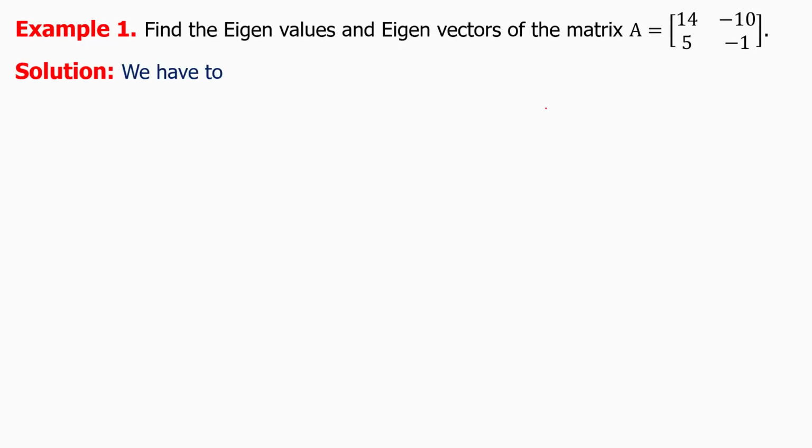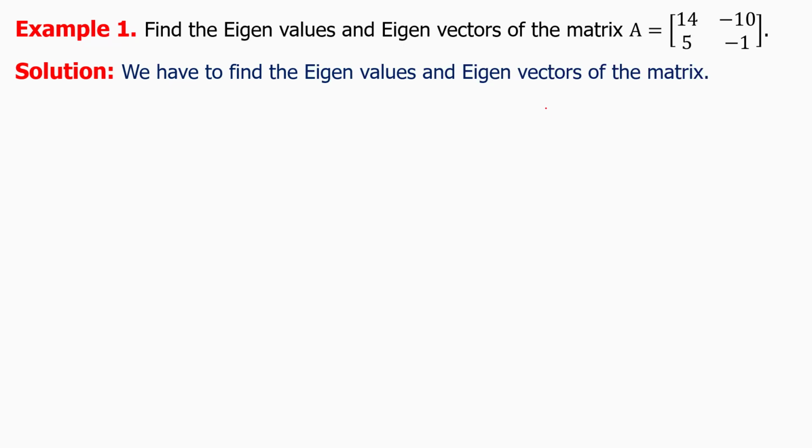We have to find the eigenvalues and eigenvectors of the matrix A equal to [14, -10; 5, -1]. So this is very clear that if you want to find out the eigenvalues and eigenvectors of a matrix, the matrix should always be a square matrix.